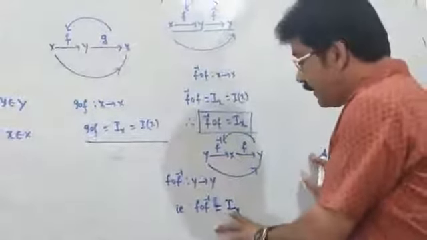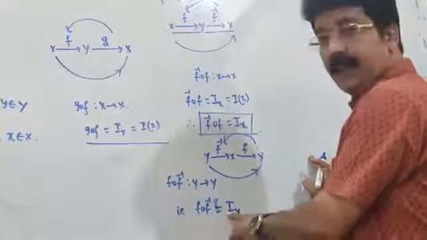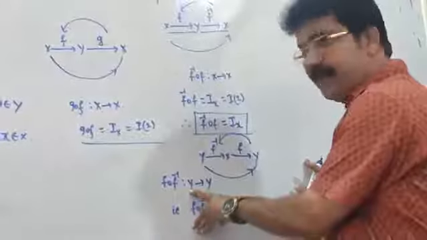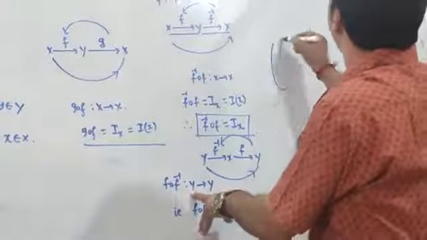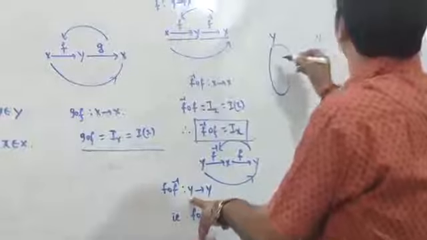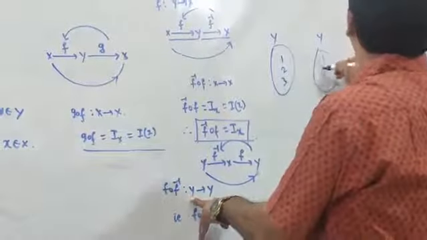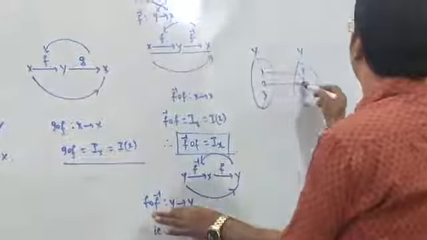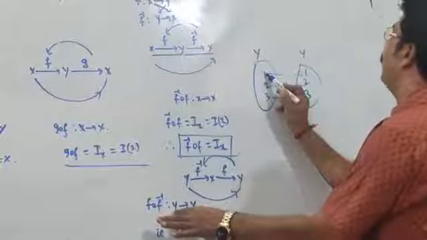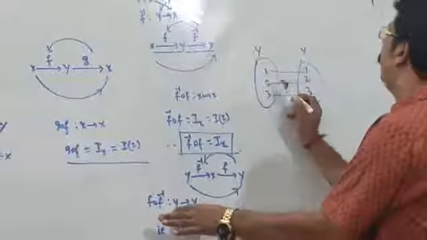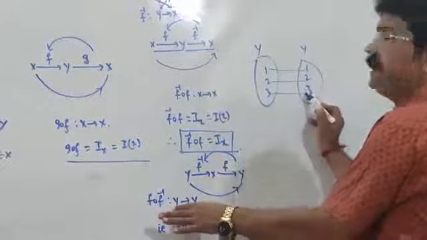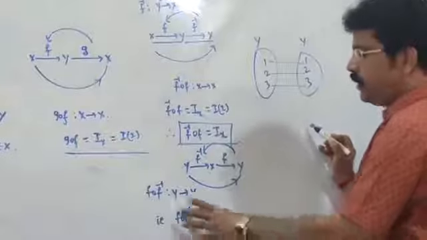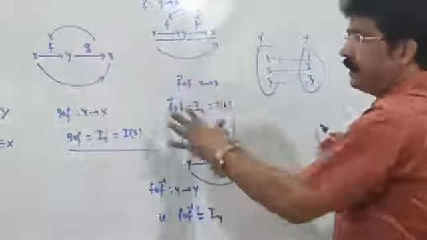You can ask me, sir, what is the need of writing I? Actually, I stands for the identity function. Y is on one side, this is capital Y, and this is also capital Y. Say it has elements 1, 2, 3, and it also has 1, 2, 3. What does Y to Y mean? 1 to 1, 2 to 2, 3 to 3. So each element is mapped with itself. Understand? That's why we wrote Iy. So these are the complete meanings and simple notations.